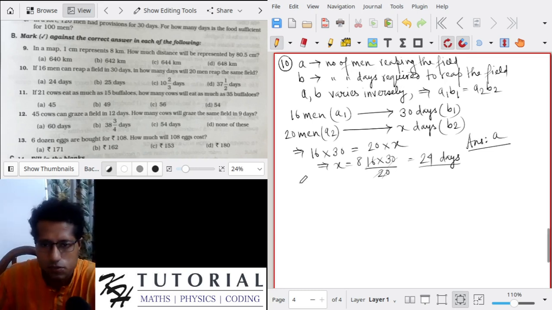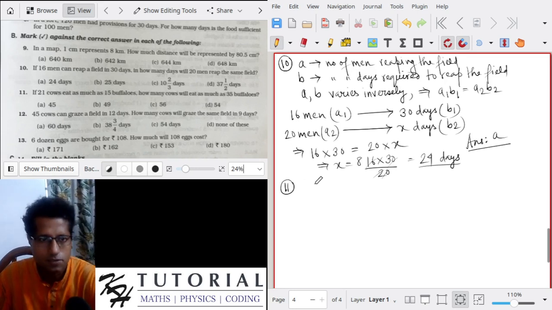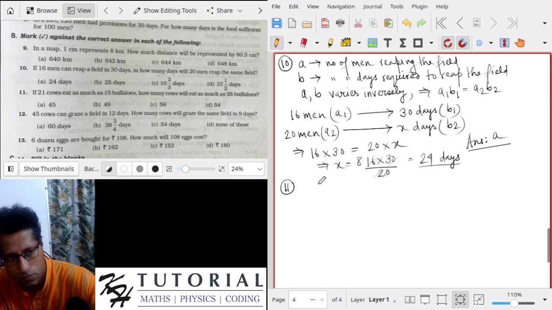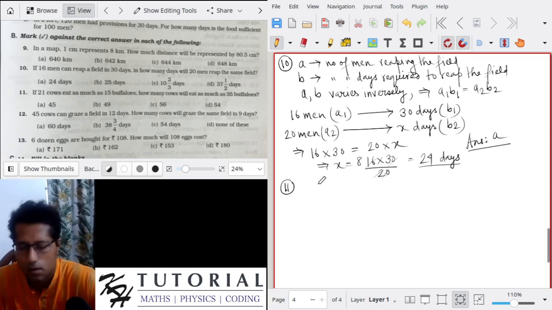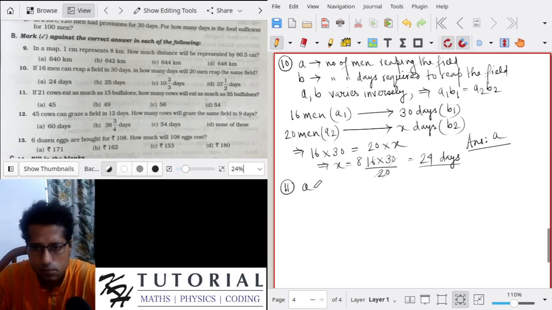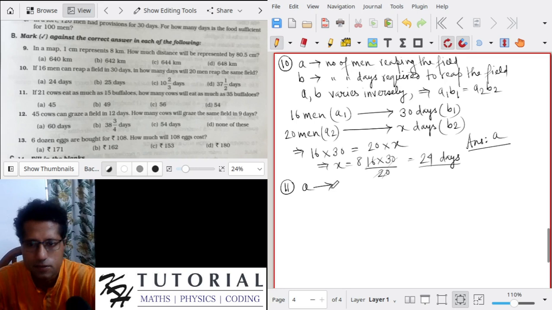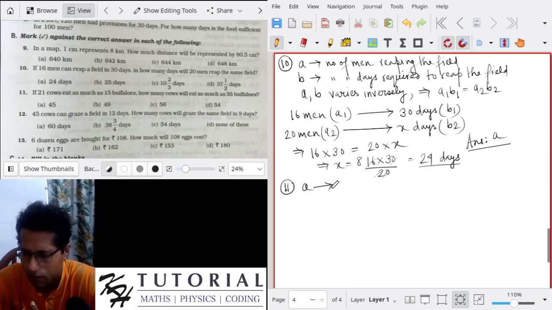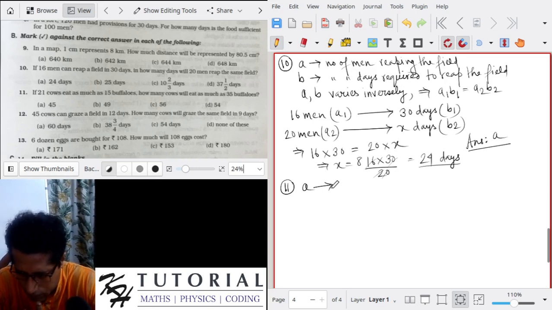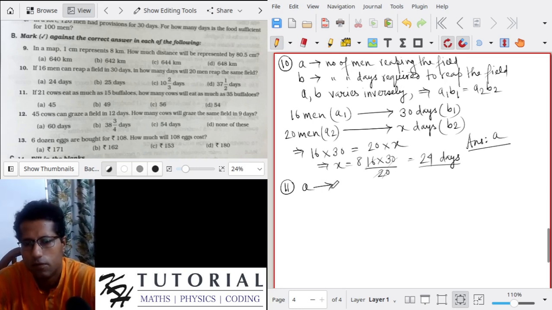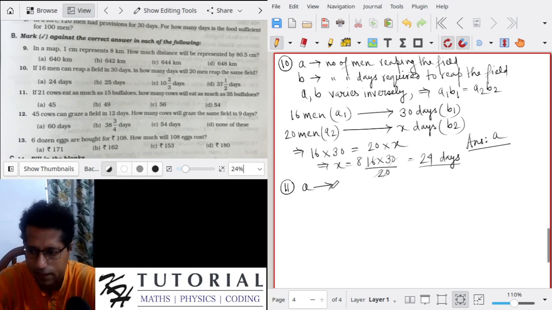Okay, let's do question number 11. It says that if 21 cows eat as much as 15 buffaloes, how many cows will eat as much as 35 buffaloes? Now the amount of food eaten by each buffalo will be the same, and also definitely the amount of food eaten by each cow will be the same. So the more buffaloes, the more food they are eating. So definitely if the food is more, then more cows can eat that food.